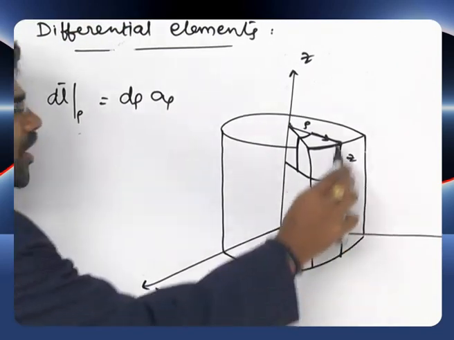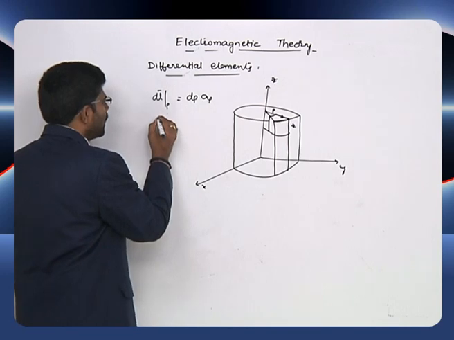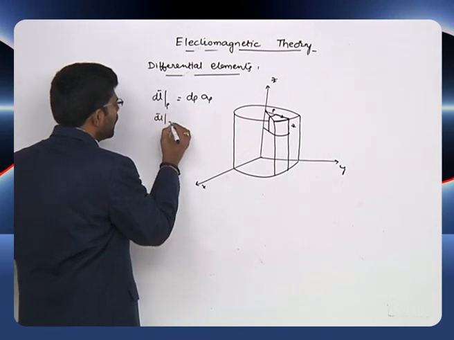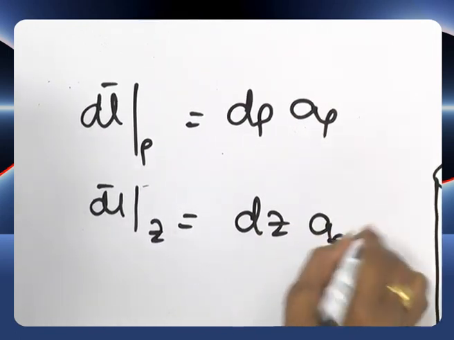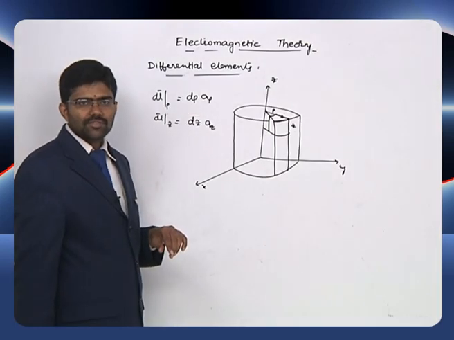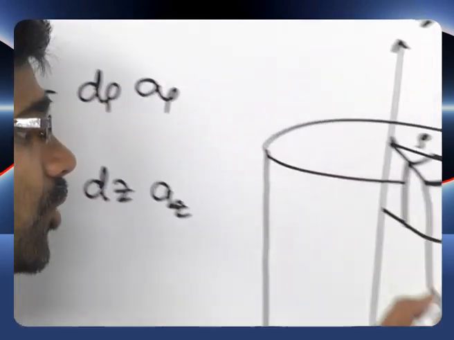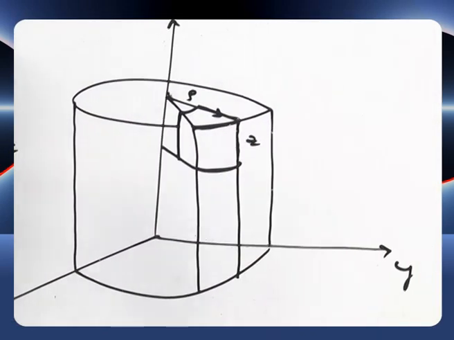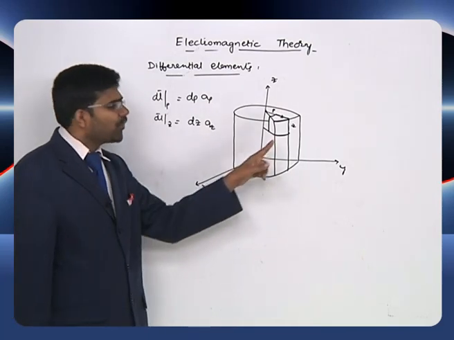And in the direction of z, this differential length we are considering, dl bar in the direction of z, equals dz in the direction of z, right? These two are lengths, and the differential length satisfies them. But consider the third one. The third one is not a pure length, it is in the direction of phi.